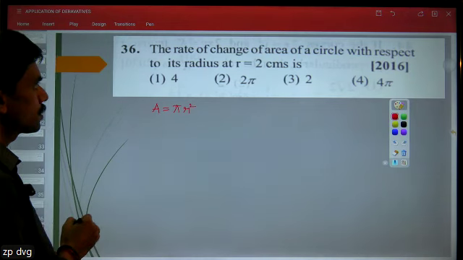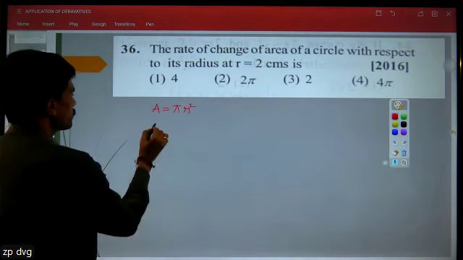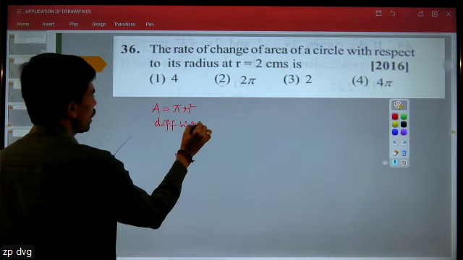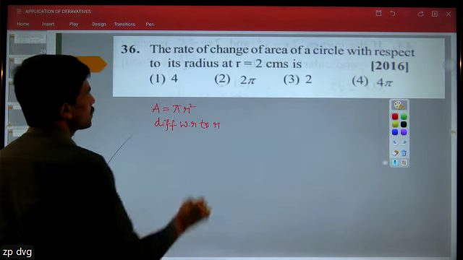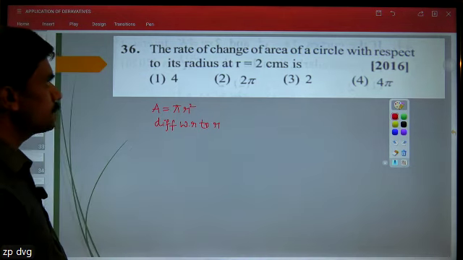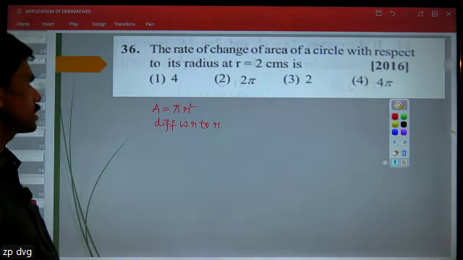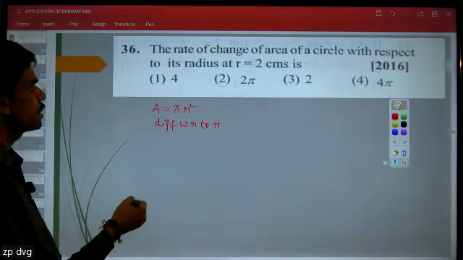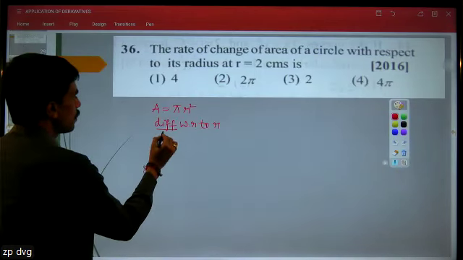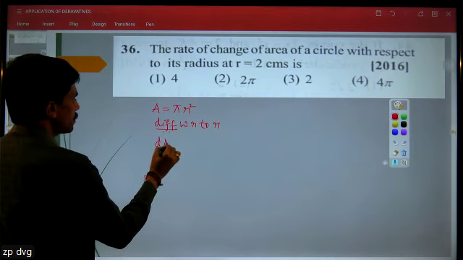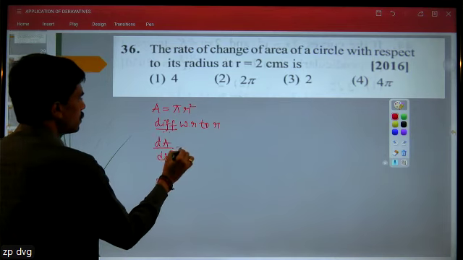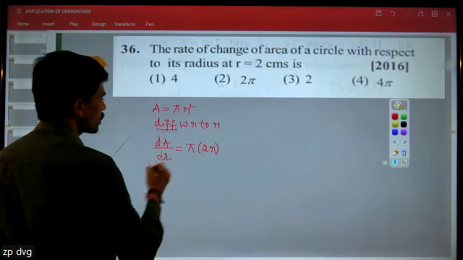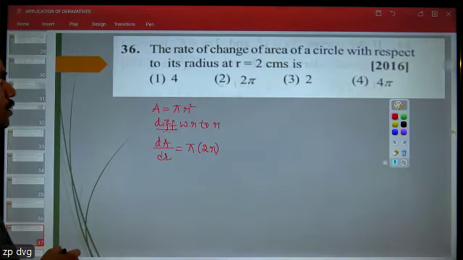They ask the rate of change of area of a circle with respect to its radius. So we have to differentiate with respect to r, because the question is the rate of change of area of a circle with respect to its radius. dA by dr equal to pi into 2r. The derivative of r square with respect to r is 2r.